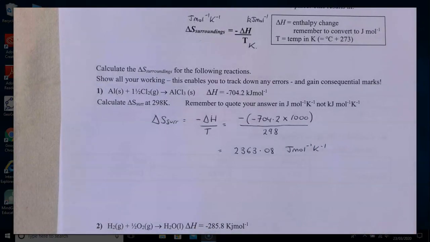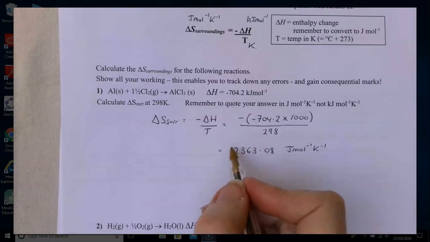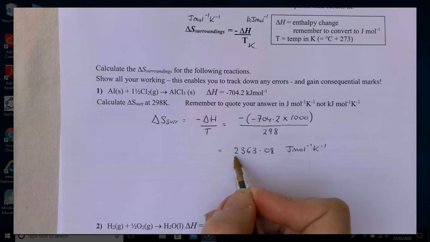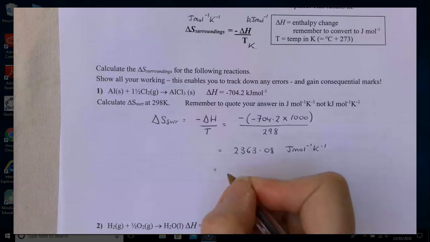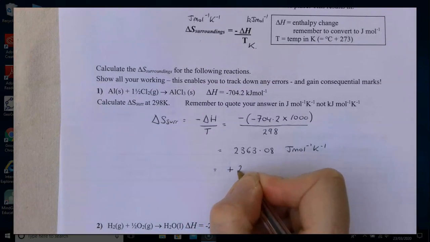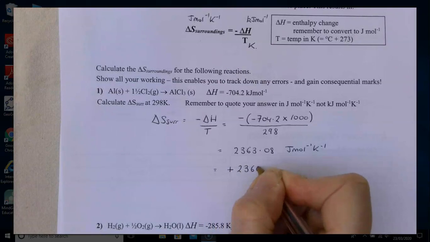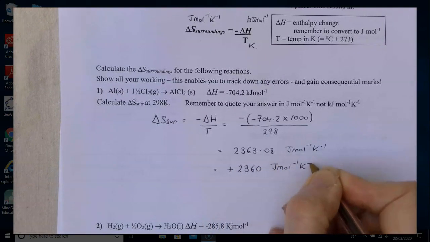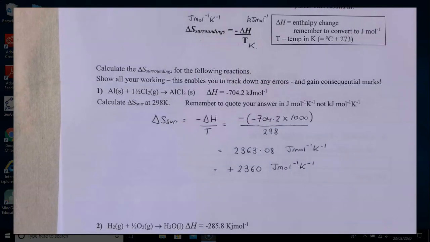I can't leave my value like that. It's missing a sign. Must have a sign. Also, this is far too many sig figs. I can probably get away with 4 at a push, but certainly not 6. So I'm going to rewrite this as plus 2360 joules mole to the minus 1, K to the minus 1. And that's my final answer.